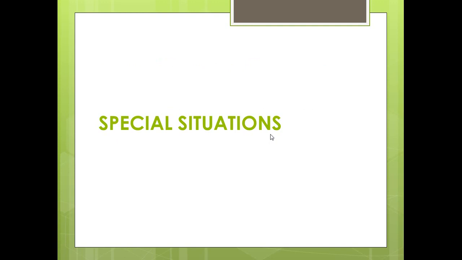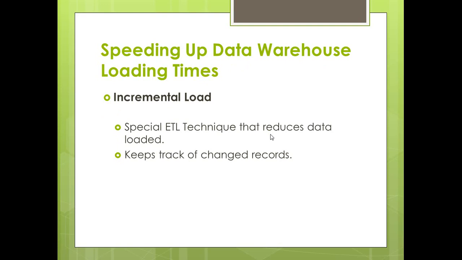Okay, so now here are some special situations that I'm going to talk about that you might want to read up on. I'm only going to go through it generally since this lecture has gone on for quite some time. However, a lot of times people will talk about speeding up the loading time in data warehouses. There's an ETL technique that is used to reduce the data loaded, and it's called incremental load. Basically, what this does is keep track of the changed records in the OLTP and the records that exist in the OLAP, and it only loads the changed data. I'll have a separate lecture for this since it's an important concept and it decreases network load.